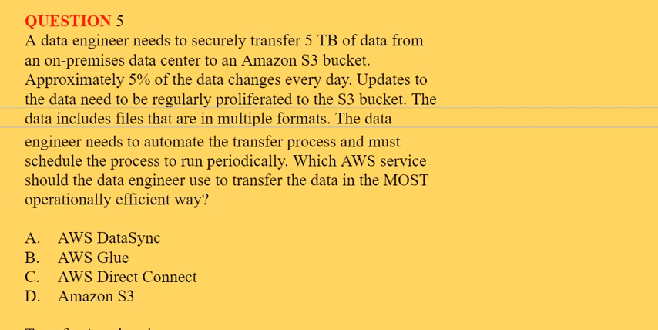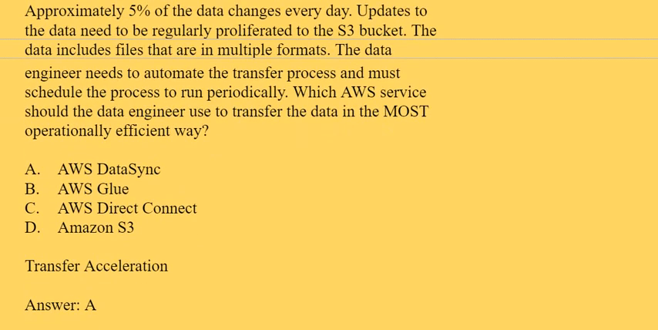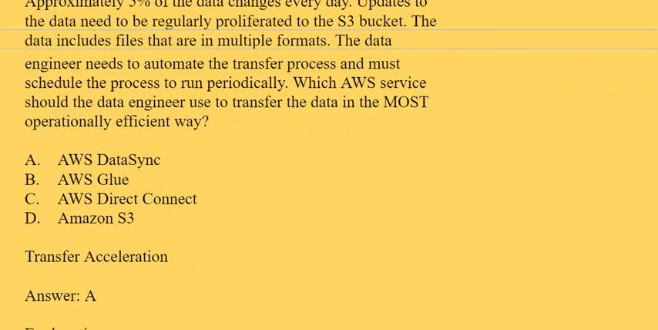Which AWS service should the data engineer use to transfer the data in the most operationally efficient way? Option A. AWS DataSync. Option B. AWS Glue. Option C. AWS Direct Connect. Option D. Amazon S3 Transfer Acceleration. Correct answer is option A.